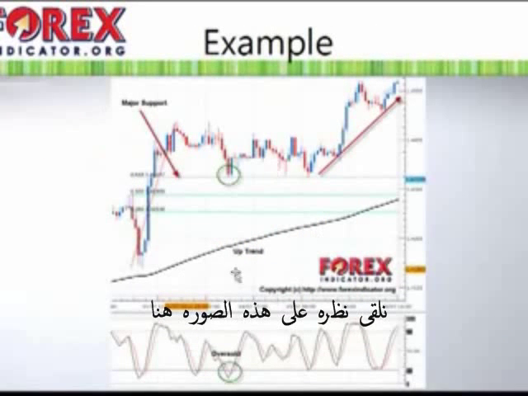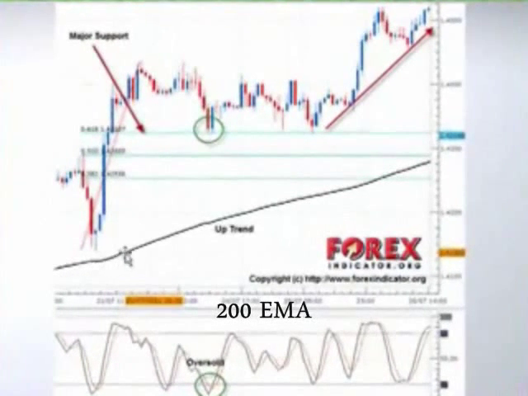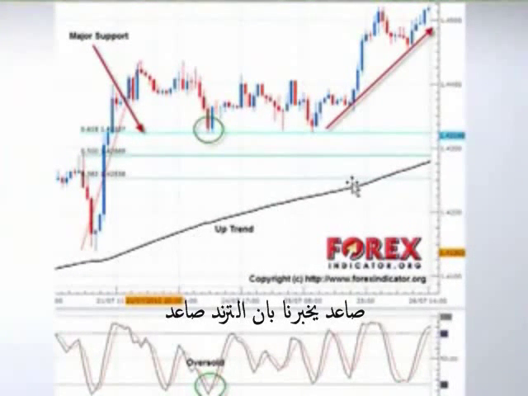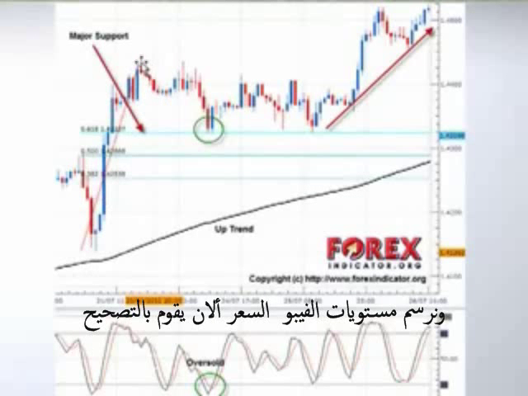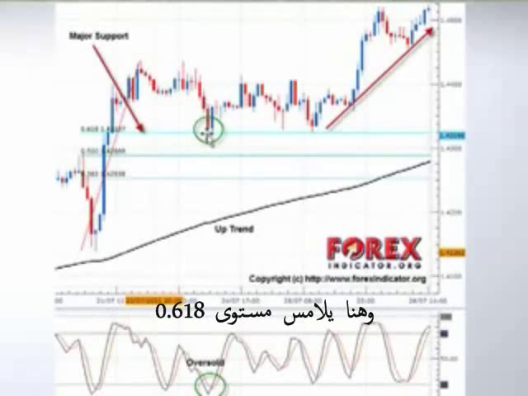Let's take a look at this picture here. You can see that the 200 EMA is sloping upwards, telling us that it's an uptrend. So I draw a Fibonacci level. The price starts to retrace and hits the 0.618.